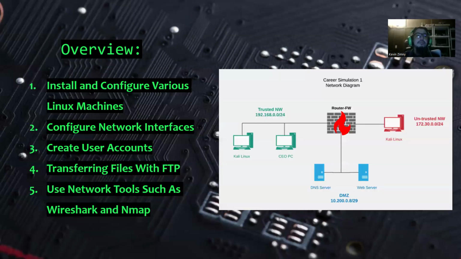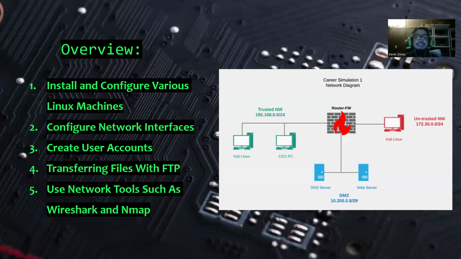Here's an overview. We will install and configure various Linux machines, configure network interfaces, create user accounts, transfer files using FTP, and then we'll also use network tools such as Wireshark or Nmap. And here you can see a diagram of what our network looks like. In the center there, we have our router firewall, and then three networks attached to that.